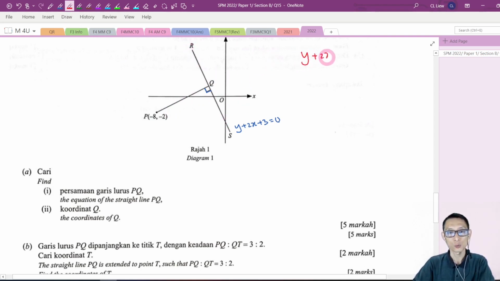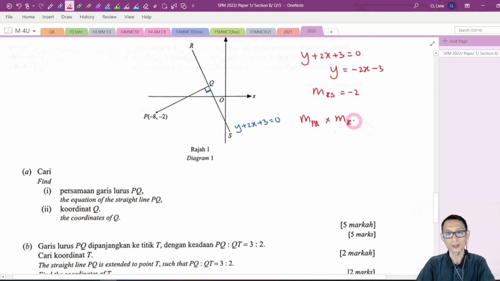y plus 2x plus 3 is equal to 0. So if I want to express it in the form of y equal to mx plus c, the gradient form, it will be y equal to -2x minus 3. From here, I know that the gradient of RS is equal to -2. Now, since they are perpendicular to each other, m1 times m2 is equal to -1, right? So gradient of PQ times gradient of RS will be equal to -1 because they are perpendicular to each other.